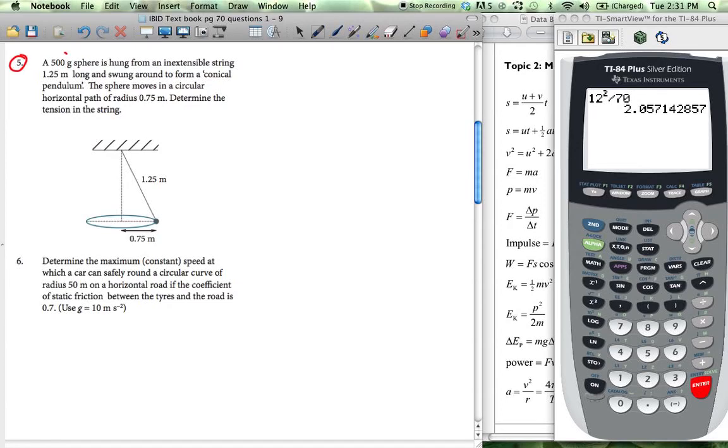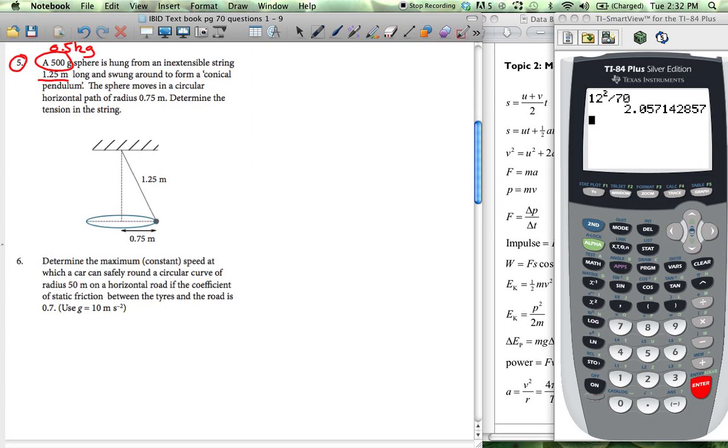Question 5, a 500 gram sphere. Now obviously we need to always remember to change this to kilograms, so that will be 0.5 kilograms, as there are 1,000 grams in a kilogram. It is hung from an inextensible string. So this means that it can't be stretched. It's 1.25 meters long and is swung around to form a conical pendulum.